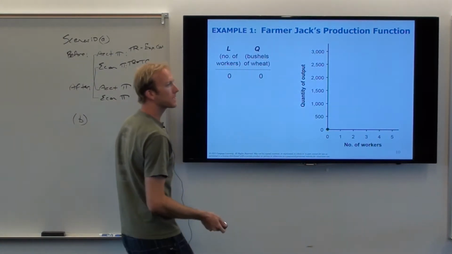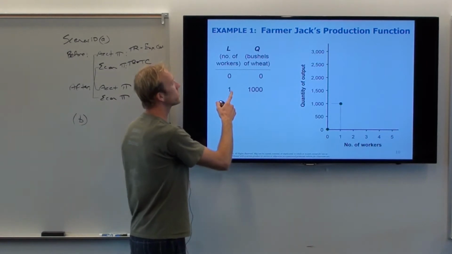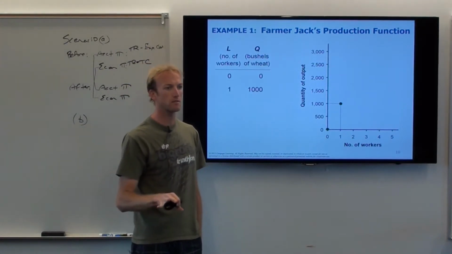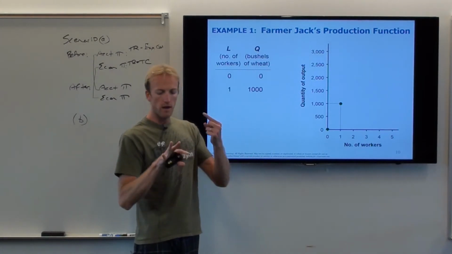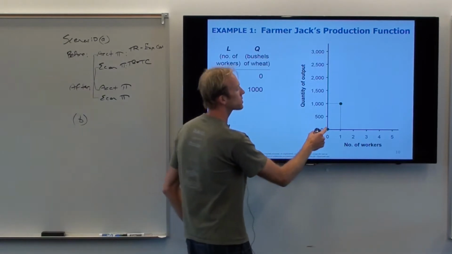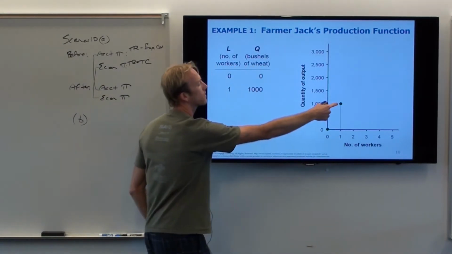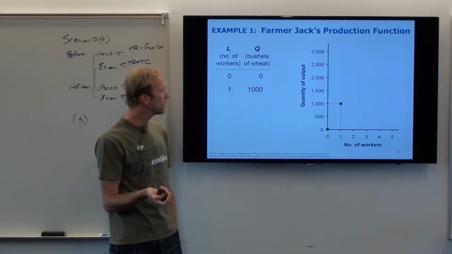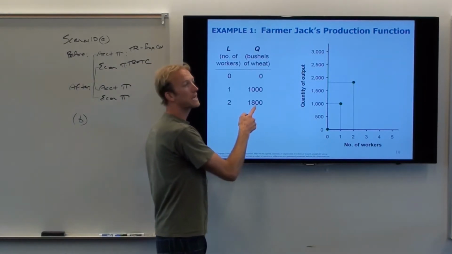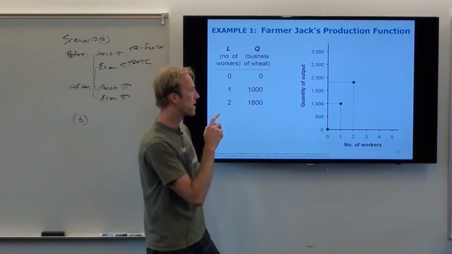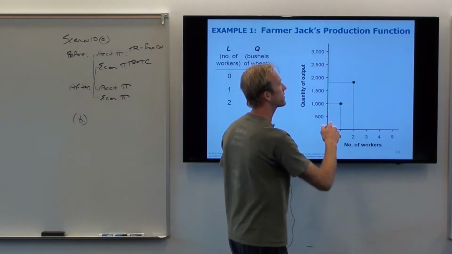Now here I'm going to start making up some numbers. When he has 1 worker, let's say he can make 1,000 bushels of wheat with his 5 acres. He hires 1 worker, 5 acres, the guy works and he produces 1,000. So I graph it here at 1, 1,000. Let's say when he hires 2, it goes up to 1,800. So 2, 1,800 here.